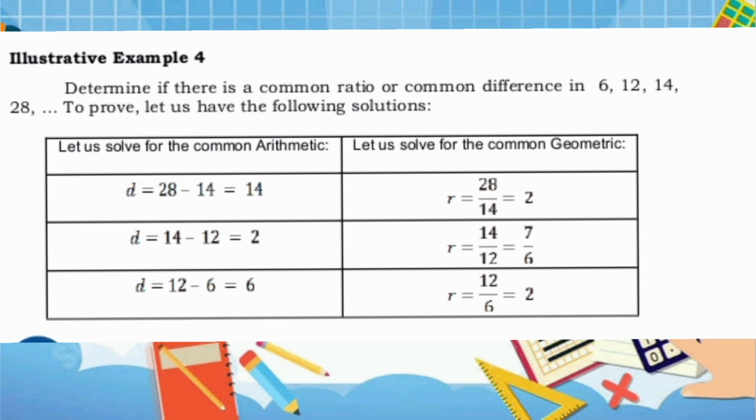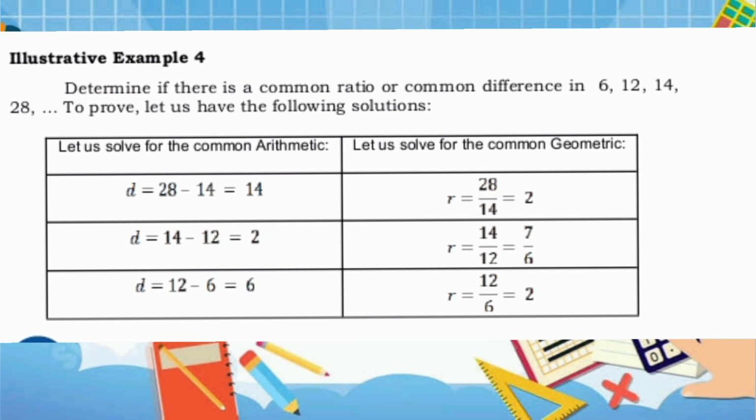Example 4. Determine if there is a common ratio or common difference in 6, 12, 14, 28. To prove that, let us have the following solutions. Let us solve for the common difference. D is equal to 28 minus 14 is equal to 14. D is equal to 14 minus 12 equals 2. D is equal to 12 minus 6 is equal to 6. Ang kanyang common difference ay hindi magkakatulad, so hindi siya arithmetic sequence.